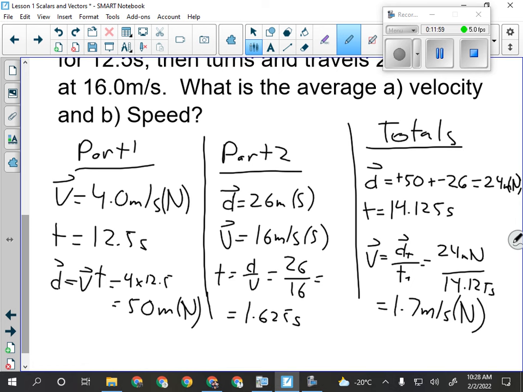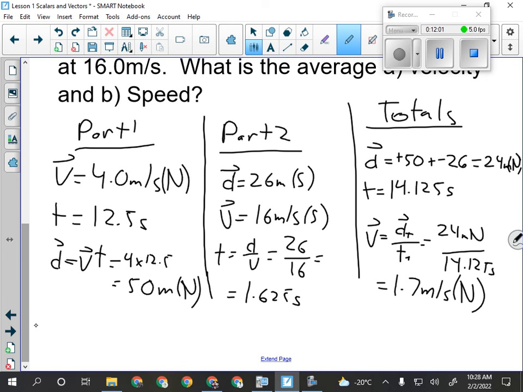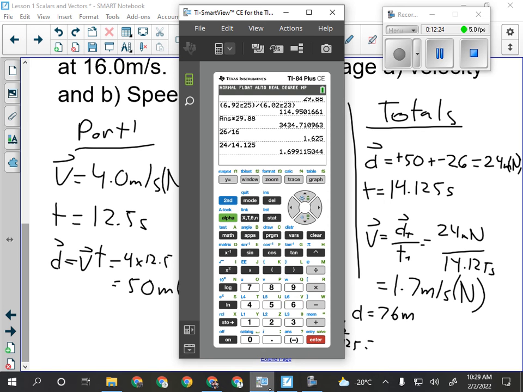Okay? So I'm going to have a total distance traveled now of 76 meters. Okay? That's how far we went. It's not how much our position changed, but it's how far we went in doing this. Okay? Is the total time any different? Total time is the same. Okay, so V equals then 76 over 14.125. Okay, and we're looking at 5.4 meters per second.